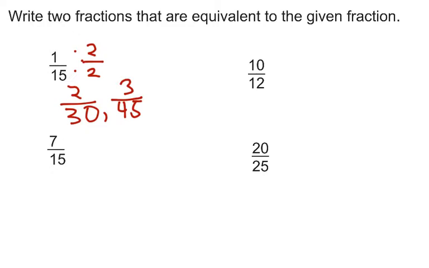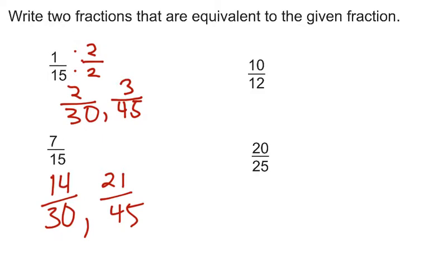Now we have 7/15. Well, I can multiply the numerator and the denominator by 2 and get 14/30. I can multiply the numerator and denominator by 3 and get 21/45. Again, your examples might be different than my own. Just make sure you have the same part-to-whole relationship. Now in these cases, 10/12, I can reduce that because they're both divisible by 2 and make it 5/6. And then I can double it and make it 20/24. Those are just two examples. Again, your examples might be different.